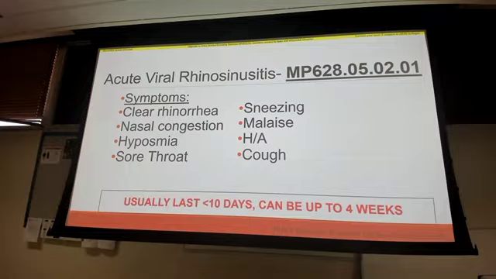Sneezing, malaise, so that's that fatigue, headache, cough. Usually it lasts less than 10 days. We can develop a short or like a 4-week acute viral. So don't get too caught up in that, but somebody can have viral rhinosinusitis for longer than 10 days, but ideally it presents for less than 10 days. That's kind of an indicator for us.